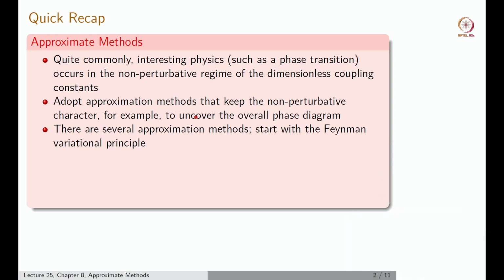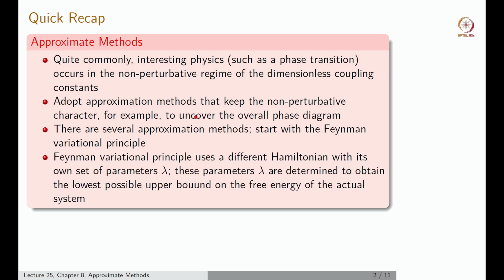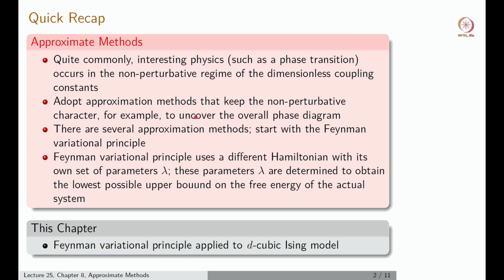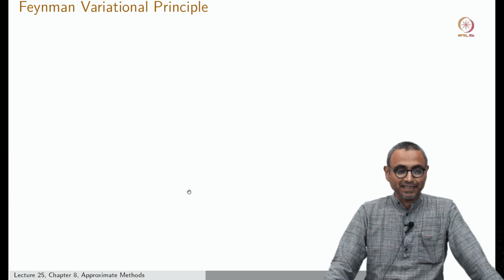So, we looked at the Feynman variational principle in the last lecture, and broadly the idea is that we will find a proxy Hamiltonian which depends on some parameter, and then we will find a bound for the true free energy of our system, and then we will optimize on those parameters to find the minimum value of the bound. Okay. So, in this lecture we will look at the Feynman variational principle and apply it to the d-dimensional cubic lattice Ising model.